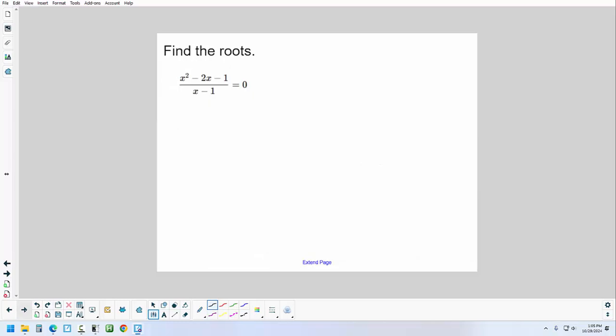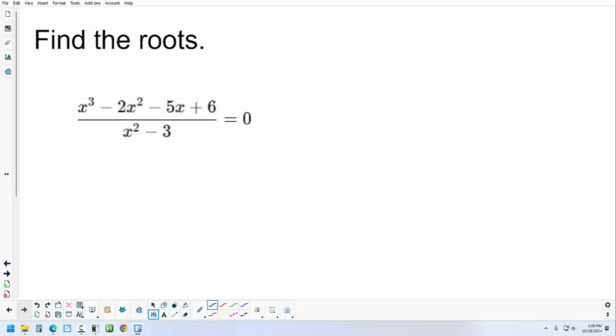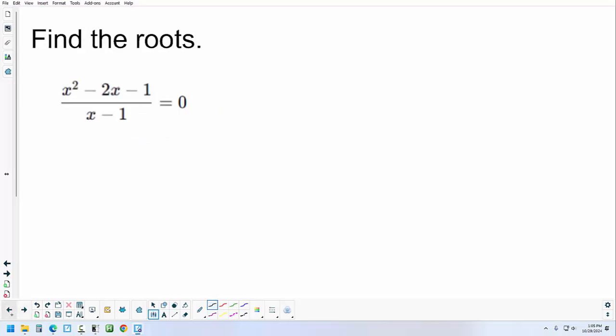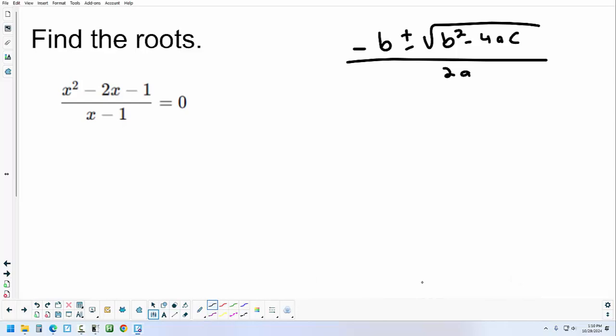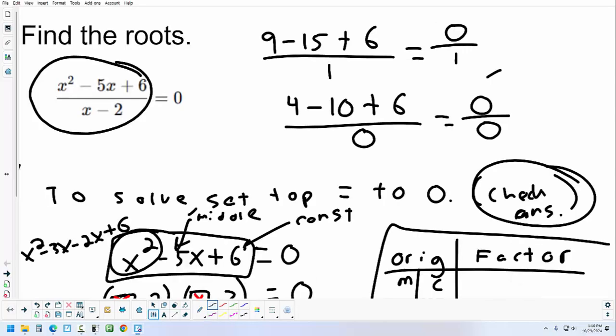All right, let's try this one. Find the roots. Let me give you a second. See if you can find the roots, and then I'll come and check and see what you got. Try doing the same thing on this one that we did on the last one. Okay, so this one is the same type of problem as the last one.